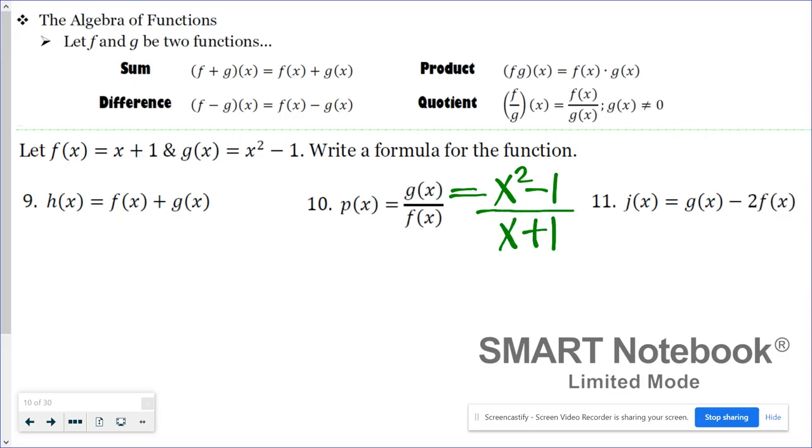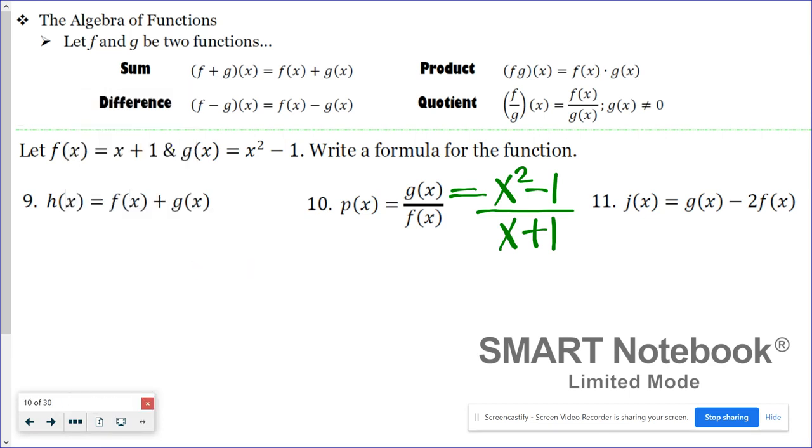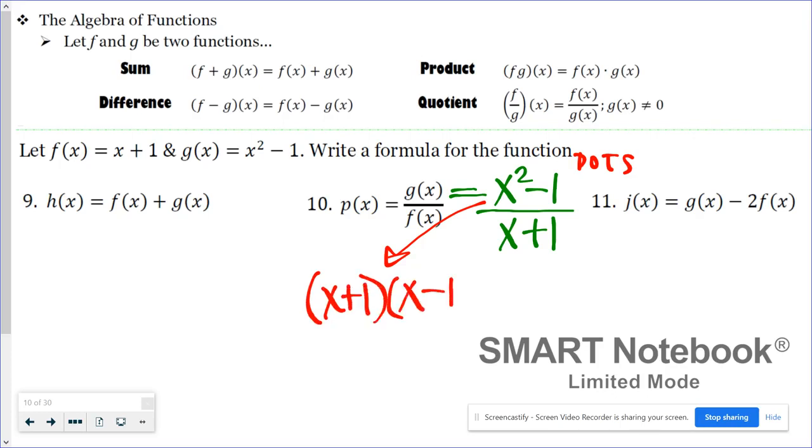Now, in these division ones, if you can simplify the rational expression that remains, you should do that. And we can simplify this rational expression if there are any common factors that cancel out. So x squared minus 1, this is known as a difference of two squares, and I can factor a difference of two squares quite easily. X squared minus 1 would become the factor x plus 1 times the factor x minus 1.